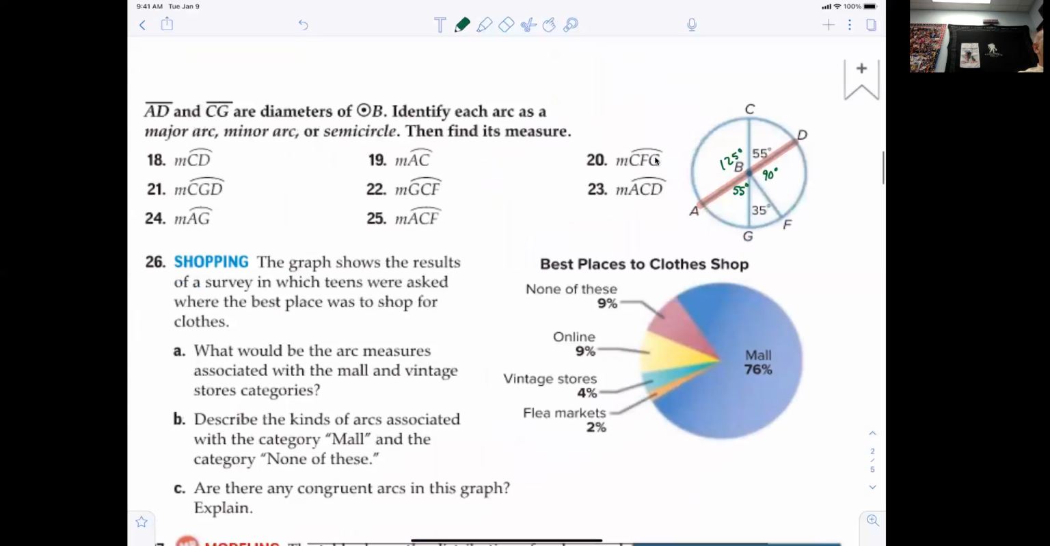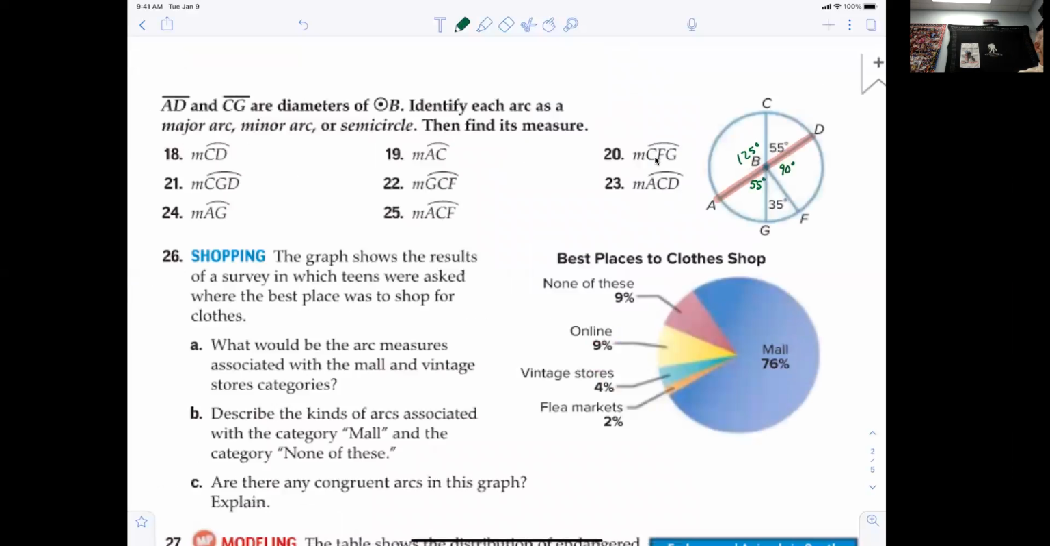All right, so let's look at CD. What is CD? Minor arc. It's asking us to find the measure. It's already given, right? So minor and 55 degrees. AC is what? Minor and 125 degrees. Good. CFG. Is that right? Semicircle? And it's obviously then 180 degrees.